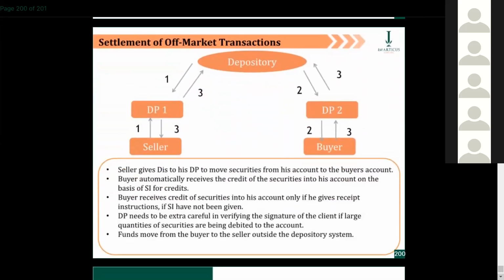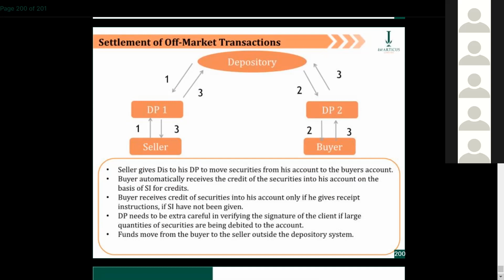So in an off-market transaction, the instructions pass from the seller to his depository, and based on his instruction, the depository delivers the securities to the buyer's depository participant, and the buyer's account is credited. So the seller gives a direction, the DIS or delivery instruction slip, to his DP to move securities from his account to the buyer's account. The buyer automatically receives the credit of the security into his account on the basis of standing instructions for credit.